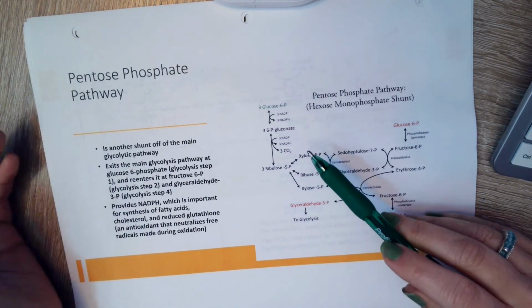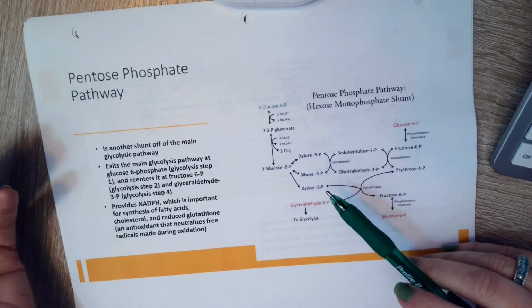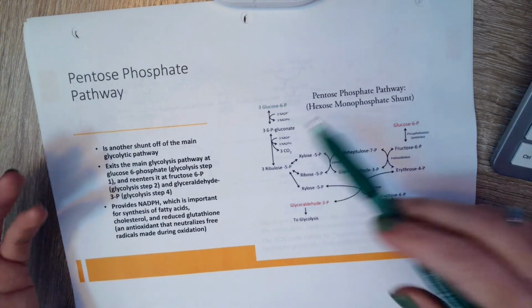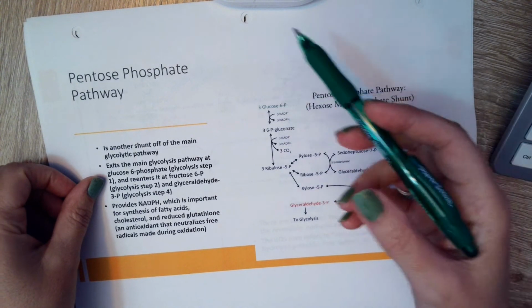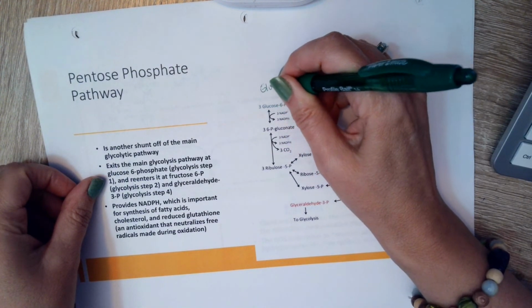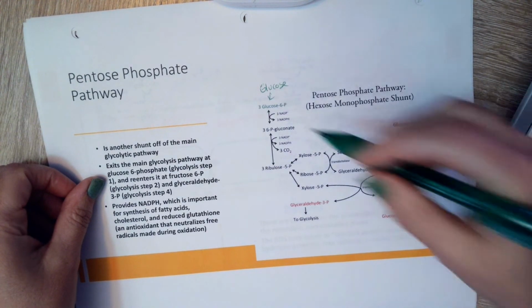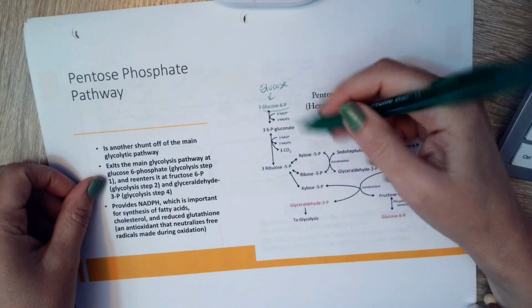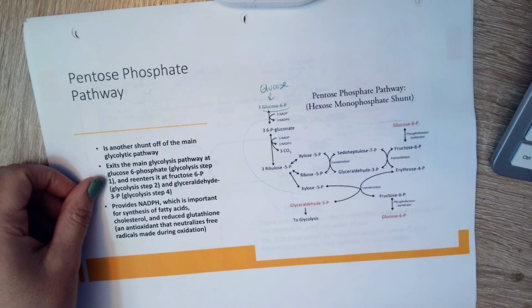So the pentose phosphate pathway branches off of glycolysis right at the beginning. It branches off at step 1, which is where you have glucose 6-phosphate. The only thing on top of that would be glucose at the very beginning of glycolysis, and then you convert that into glucose 6-phosphate. And pretty much right off the bat, this is when you begin the entire pentose phosphate shunt.